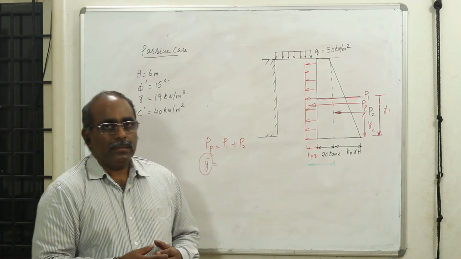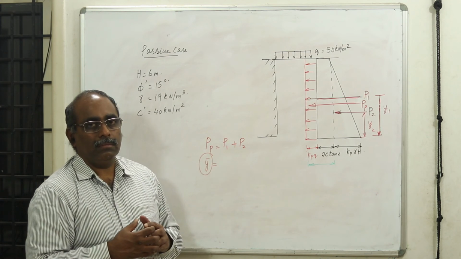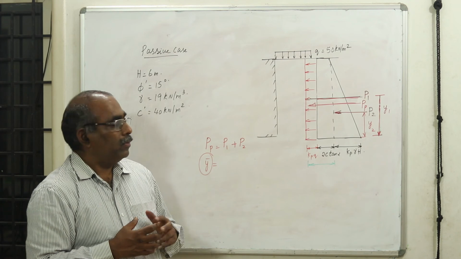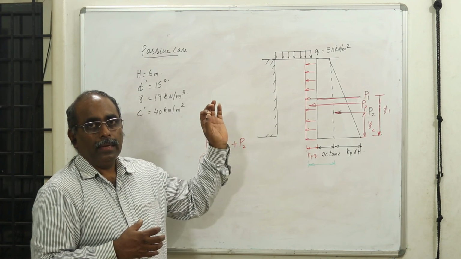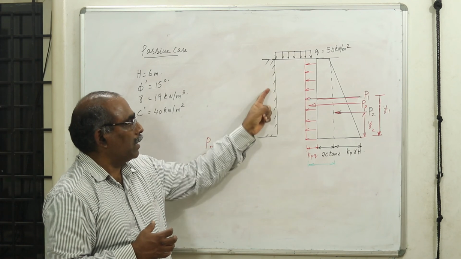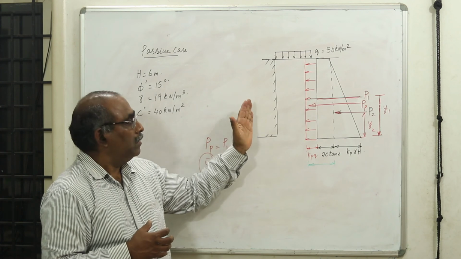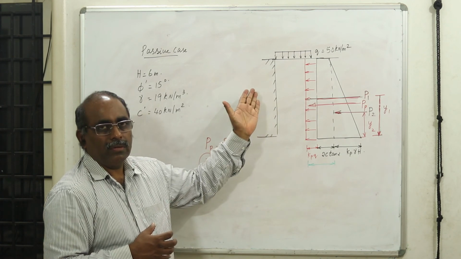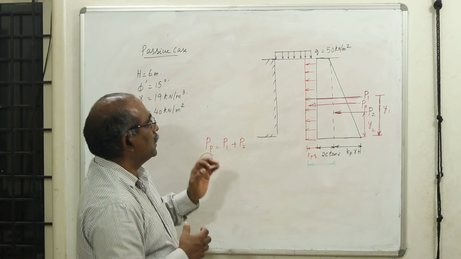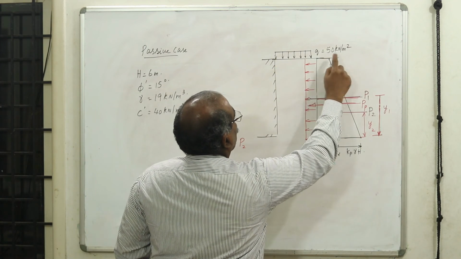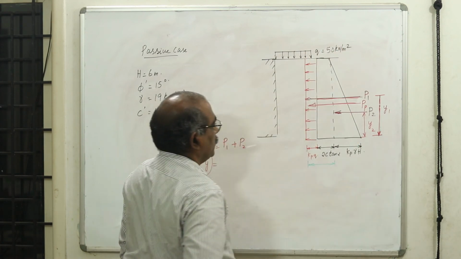Now, to summarize, before we go to the next, Coulomb's method, we have to understand that Rankine's method is a simple method where you consider the back of the retaining wall to be smooth and vertical. In case you have an inclined back, you can also find out, but the back is smooth. That is one important assumption. The second assumption is that the backfill is either horizontal or inclined, but it is a plane surface.